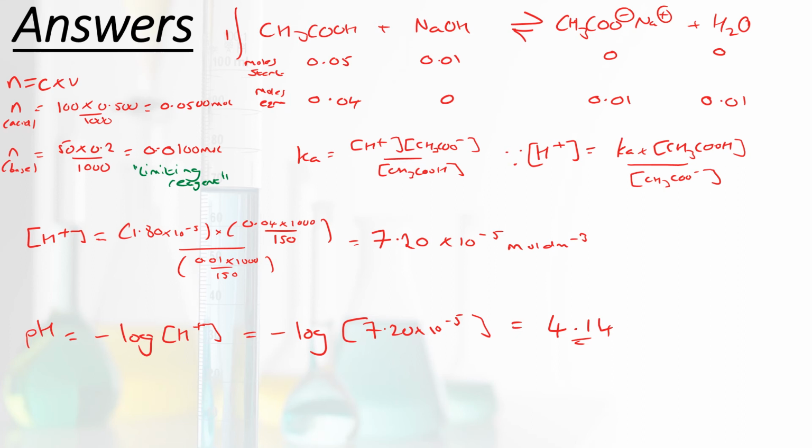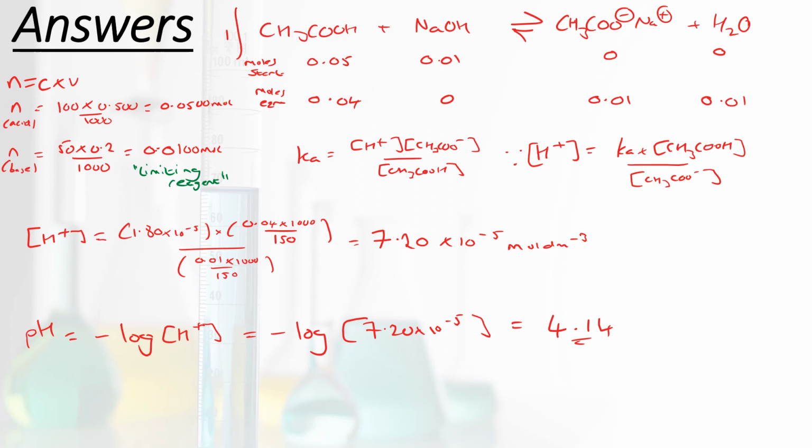It's a 1-to-1 ratio in the equation again, so if we've used up 0.01 moles of base, we must have also used up 0.01 moles of acid, so the equilibrium amount of moles is 0.04. And then if we've used up 0.01 moles of our base, we must have created 0.01 moles of our salt and 0.01 moles of water, again because they're all in a 1-to-1 ratio.